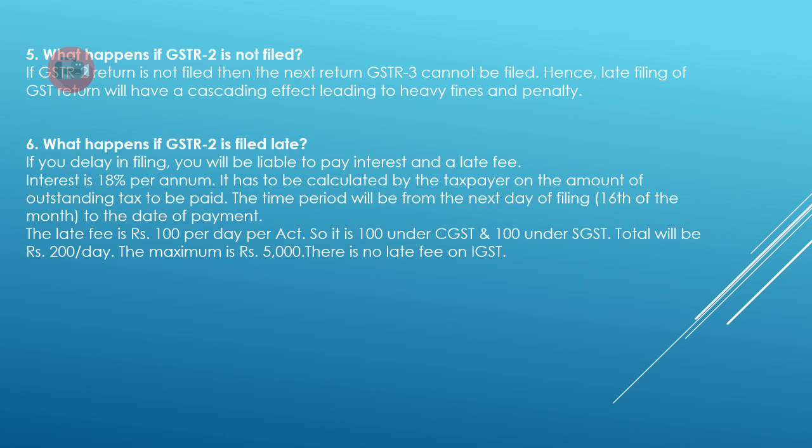If you delay in filing, you will be liable to pay interest and late fee. Interest is 18% per annum. It has to be calculated by the taxpayer on the amount of outstanding taxes to be paid. The time period will be from the day after the due date, the 16th of the month, to the date of payment. The late fee is rupees 100 per day per Act, so rupees 100 under CGST and rupees 100 under SGST. Total will be 200 per day. The maximum amount is rupees 5,000. There is no late fee on IGST.